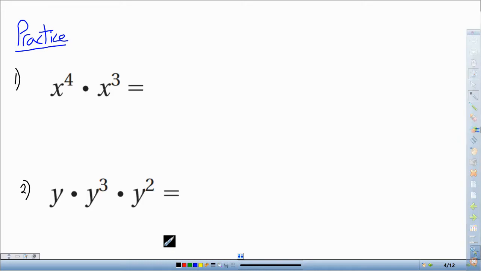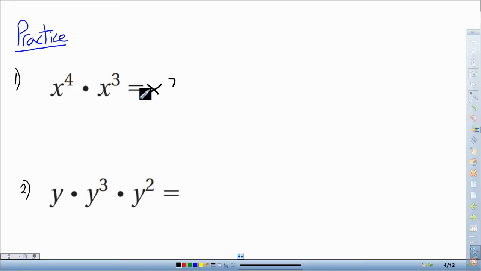Try it out. Okay, so these just so happen to be bases that are variables. That's okay. That doesn't change anything. As long as they're the same base, we can use our rule. These both have a base of x, so we can go ahead and add these exponents. So x to the power of 4 times x to the power of 3 gives me x to the power of 7.